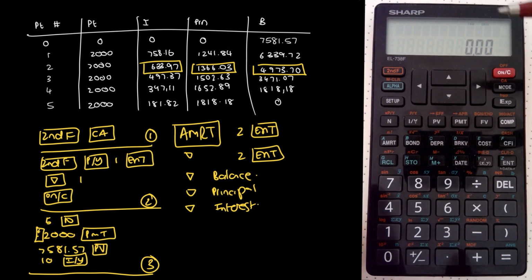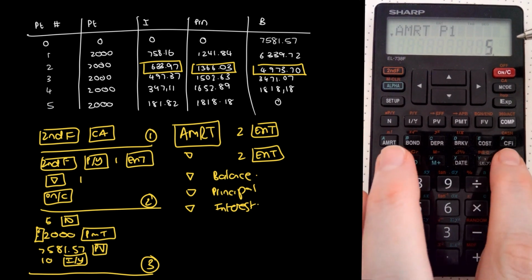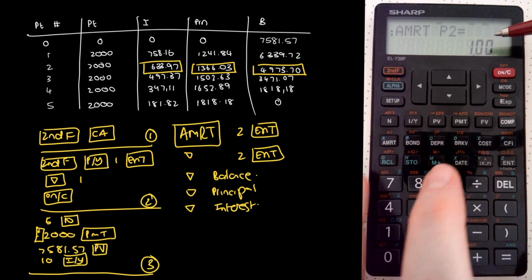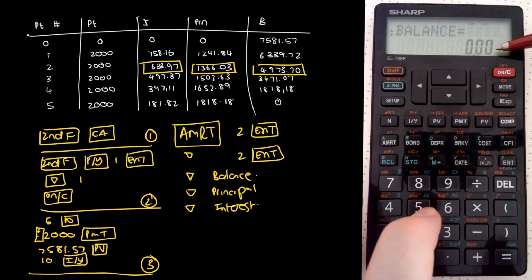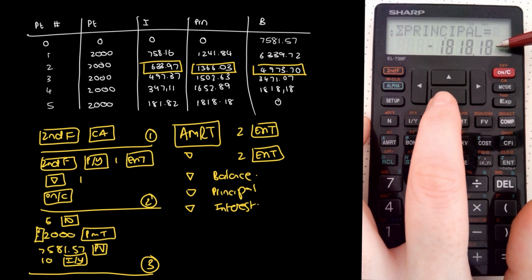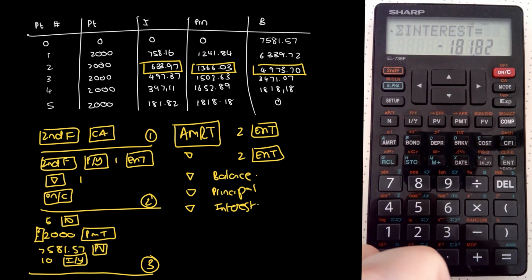Now, just a side note, you can actually do the fifth one. So we're going to push 5, enter, and then P2 is going to be 5 as well. And you're going to see that the balance is 0, like it said there, with the principal 1818.18 and the interest 181.82.